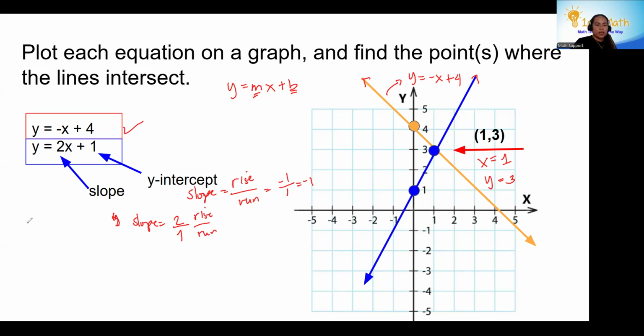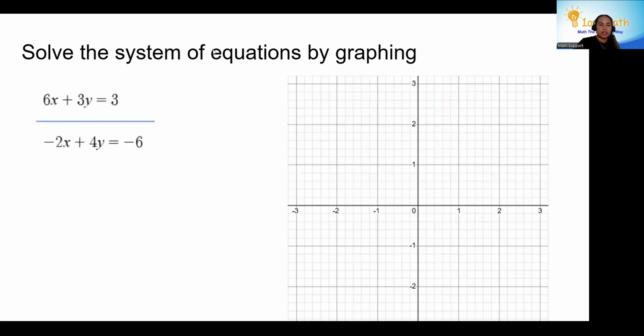Okay, what if the given system is not in slope-intercept form? Say, for example, you have 6x plus 3y equals 3. You can change this to slope-intercept form before you graph it, or you can find the x and y intercepts before you graph. So let's say we are going to find the x and y intercepts.